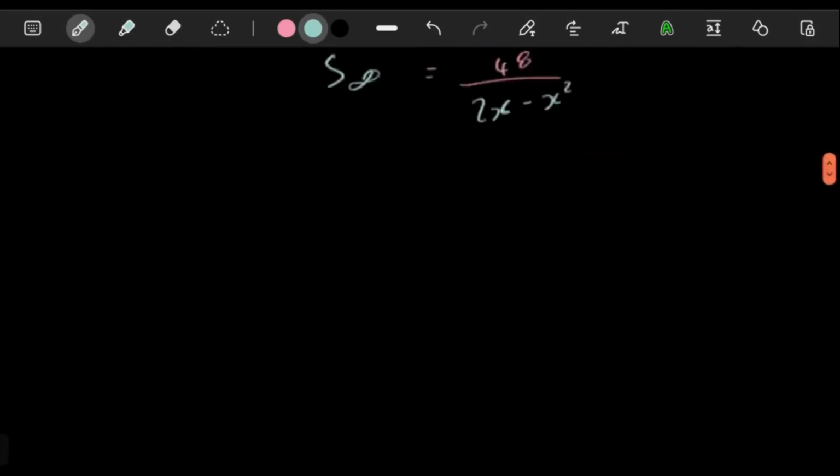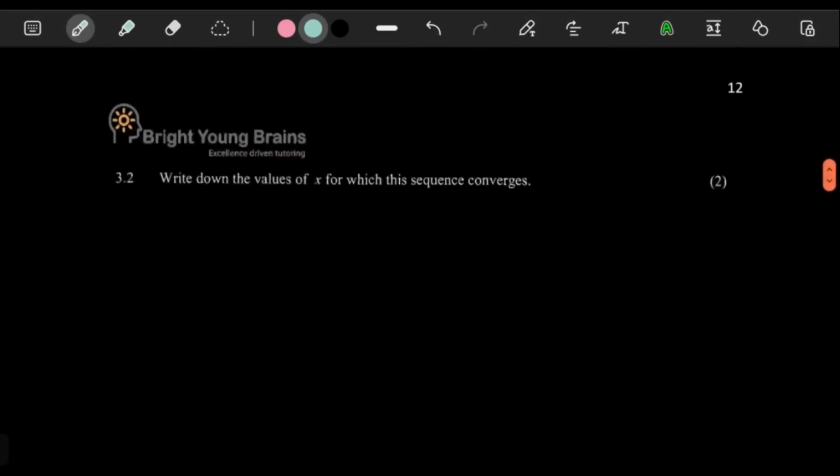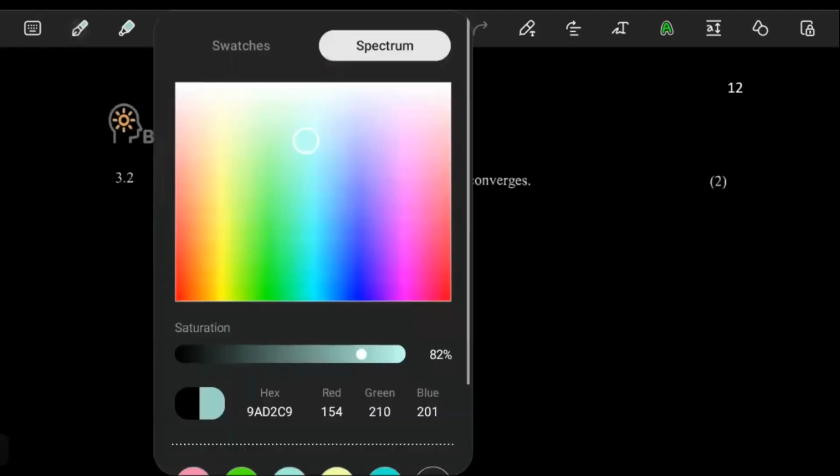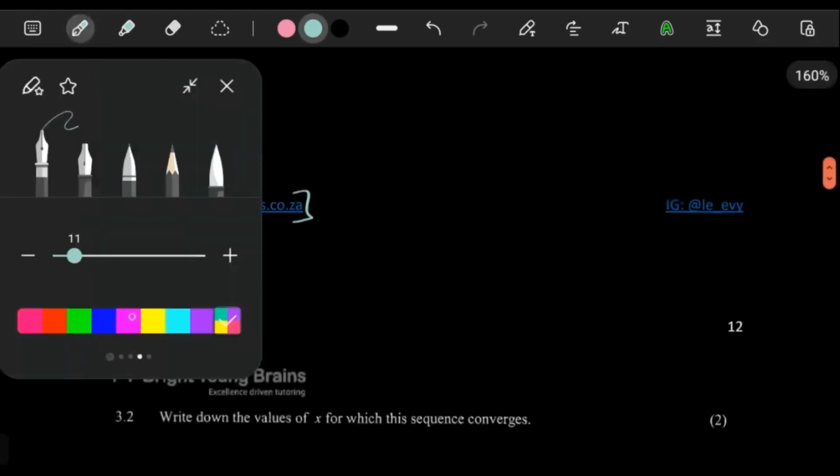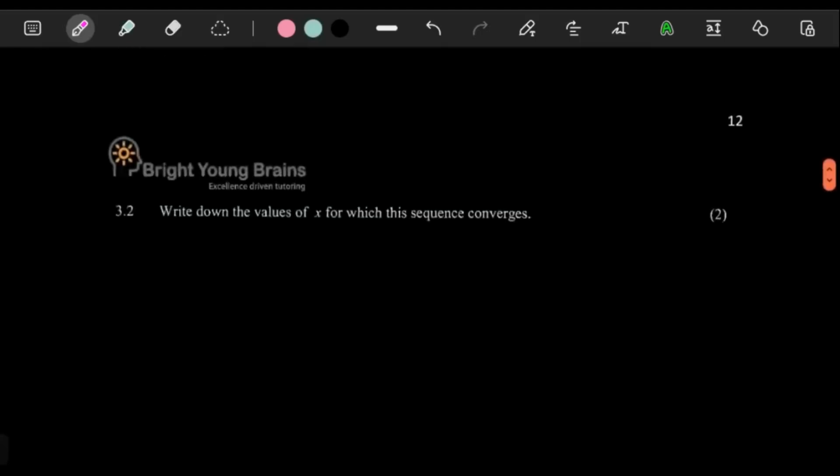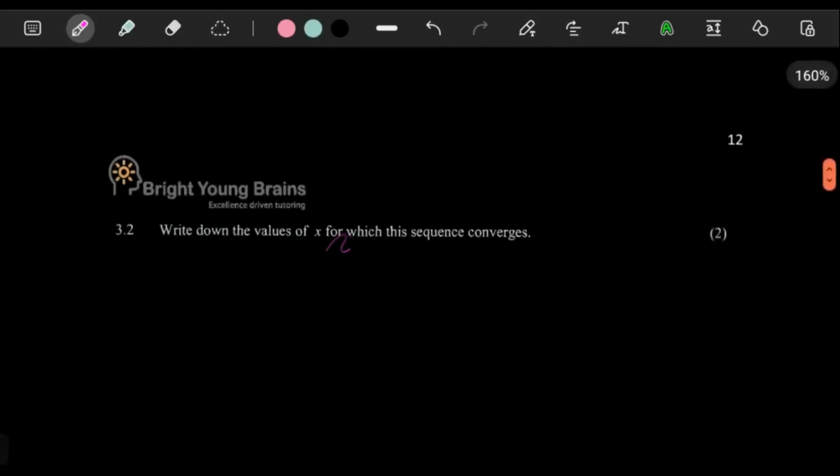Moving on. 3.2 says, for 2 marks, write down the values of x for which this sequence converges. So for any sequence, if you've gone through the online courses on our website, the link to that is in the description, the one thing you already know is that for questions like these, to get the values of x for which your sequence converges, you just want to think of this expression.